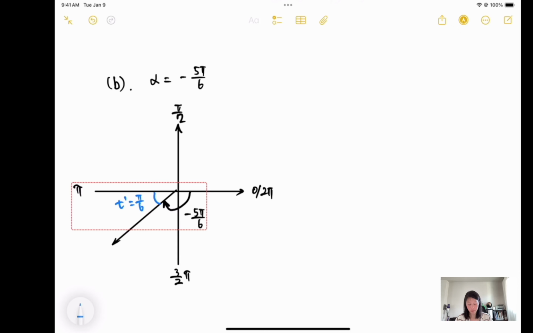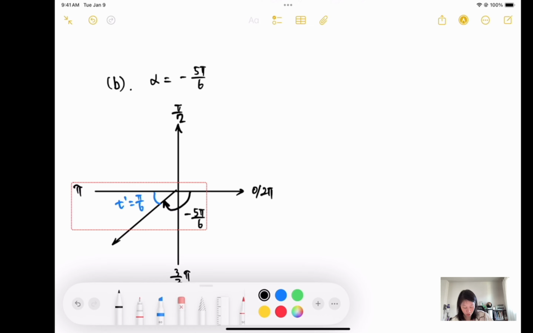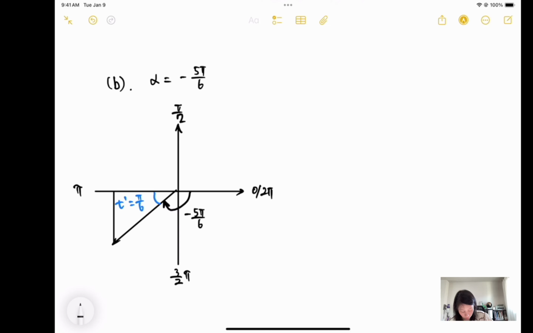So now if this is pi over 6, that means this is a 30-degree triangle. And in the earlier example, we already have, if it's 30 degrees, what happened to x and y? These would be 1, 2, and the square root of 3. So in here, be careful: since this is in the third quadrant, our x is going to be negative, and y also negative. So x should be negative square root of 3, and y would be -1.